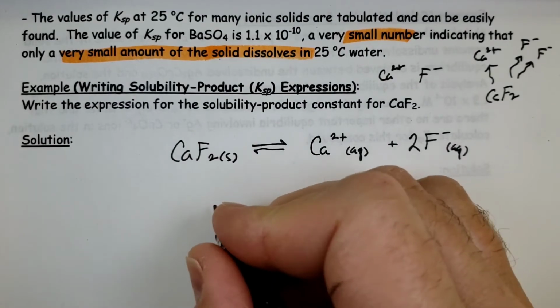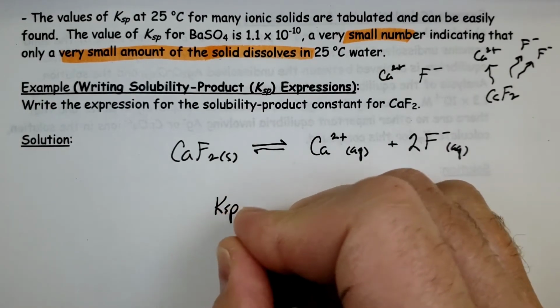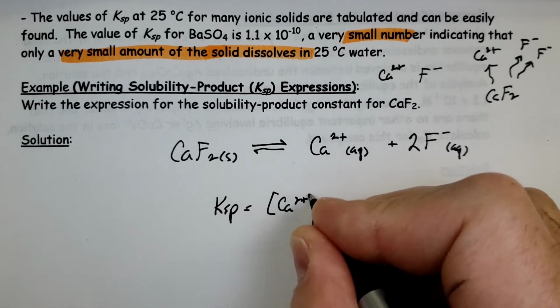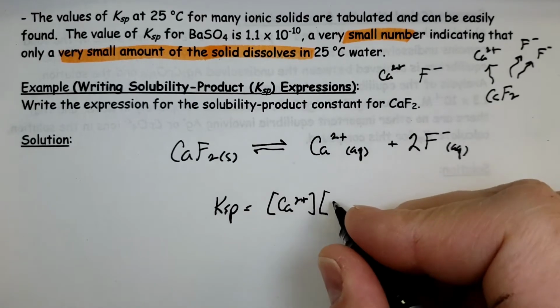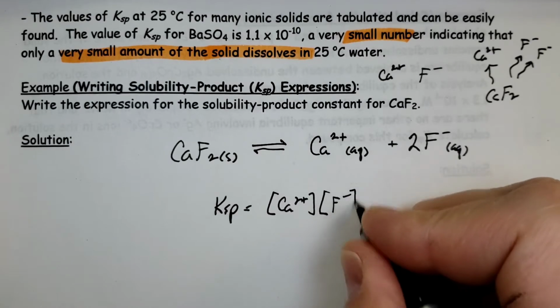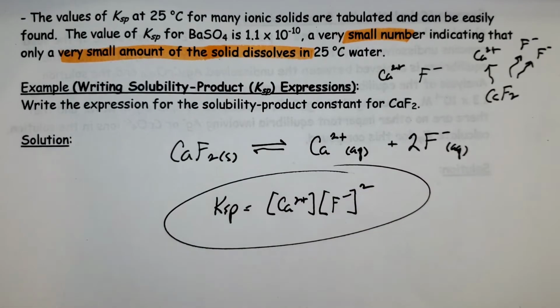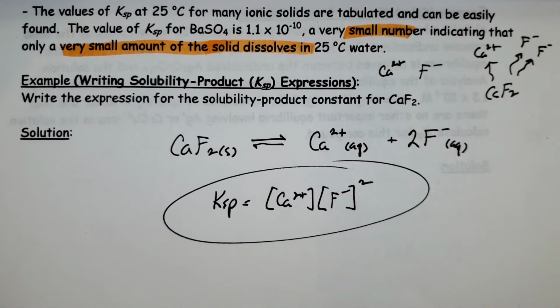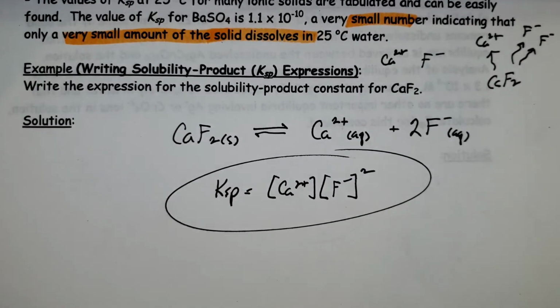Okay, and of course for the solubility product constant, we would not include the solid, but we would just include the ions. Square brackets, of course, indicate molar concentration, and that's what we would get. So relatively easy there, ladies and gentlemen. So calcium ions multiplied by fluoride ions, and it's to the exponent of 2.